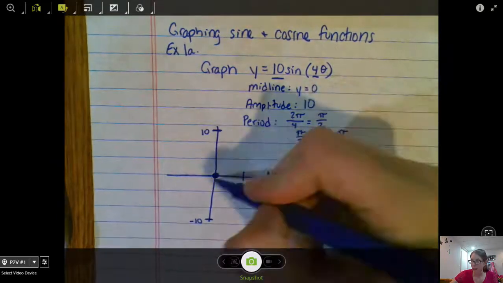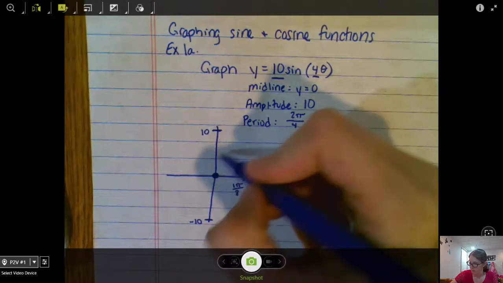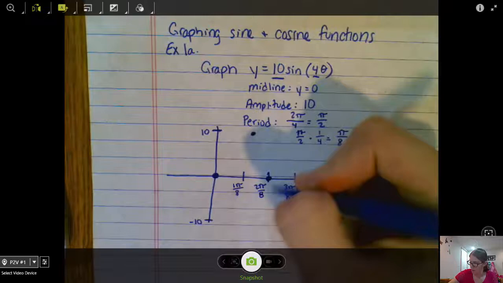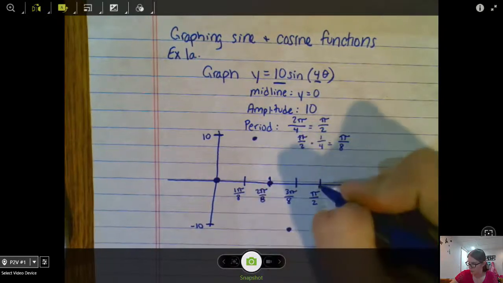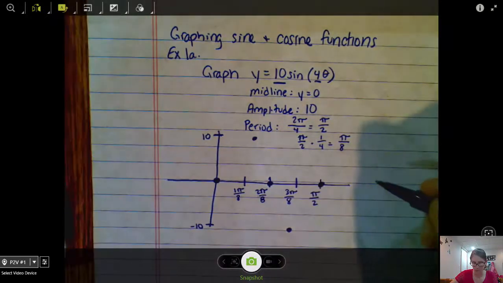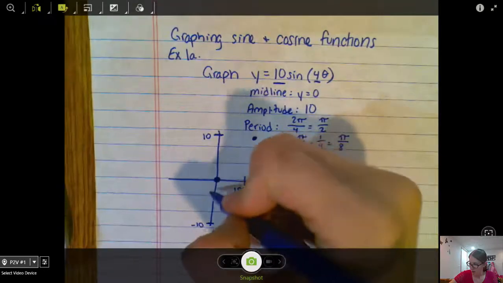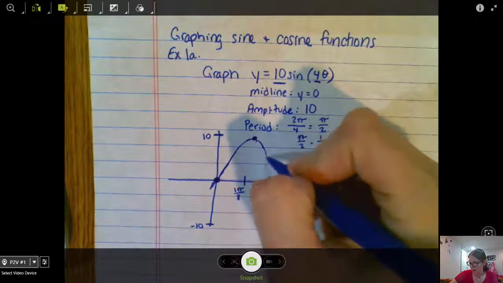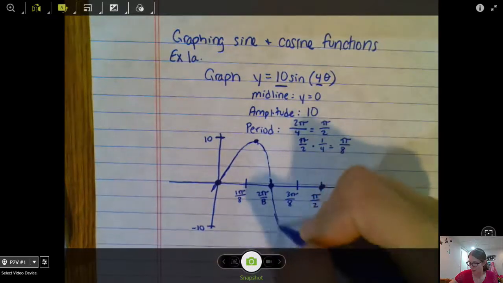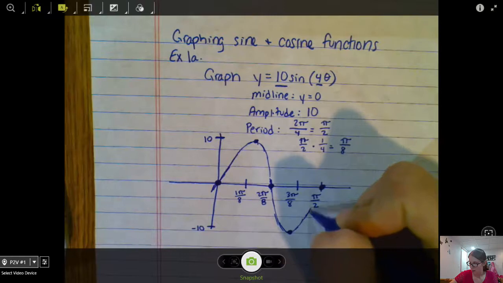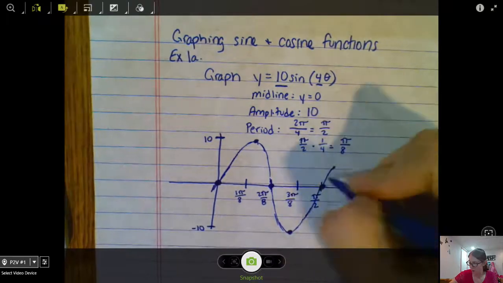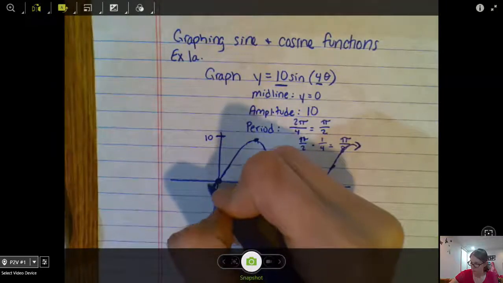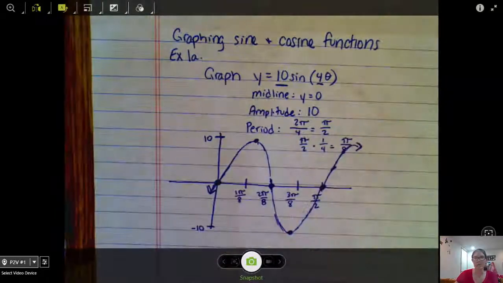Then, sine again, we start at our midline. Each quarter point is the highest, middle, lowest, middle. And then we can draw in our graph. These are kind of awkward to draw in. Try your best to get that sinusoidal shape, that curve. Something like that.